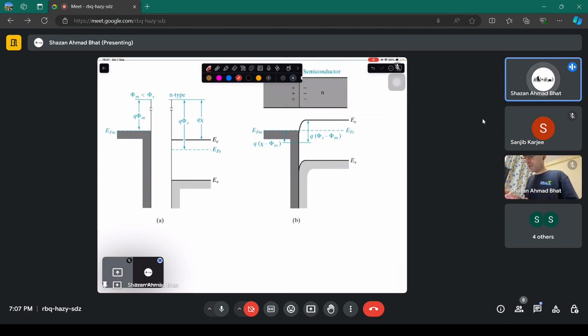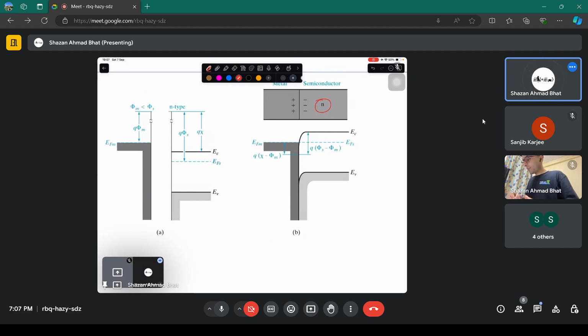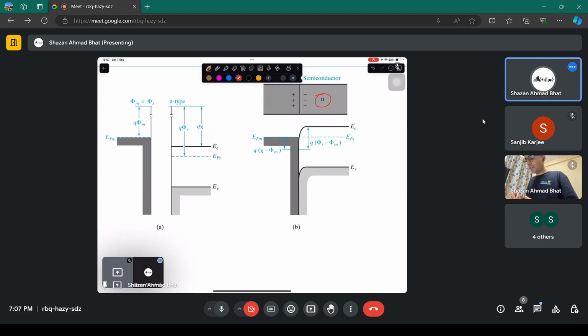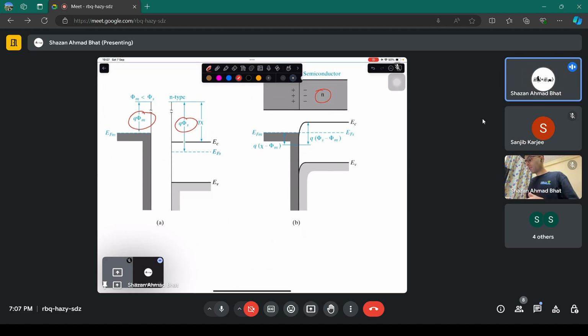Now this is the same scenario, but you have the n-type here. That means the work function of this semiconductor is greater than that of the metal. Again, you will be having this sort of a barrier. Okay, rather this is not a barrier at all for electrons, because when you apply negative here, positive here, electrons can go here. Okay, as simple as that.